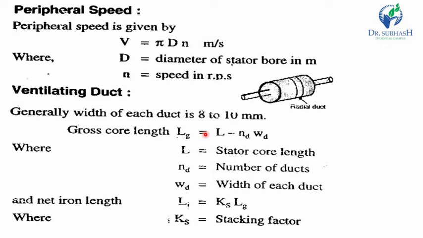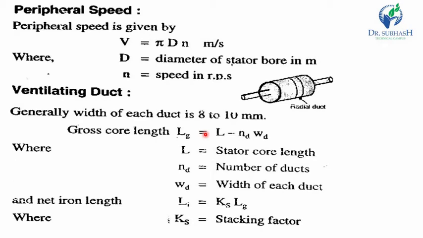Suppose the diameter we calculate is above the 30 meter per second speed, we can recalculate the diameter value.